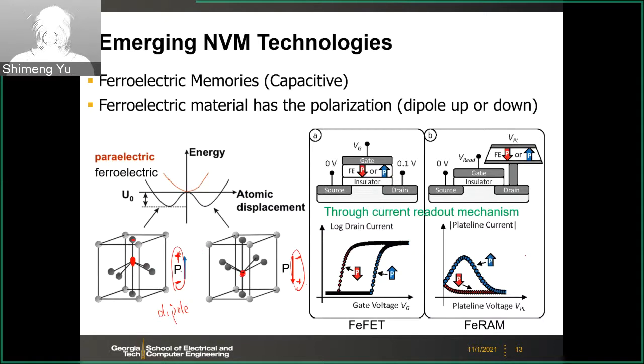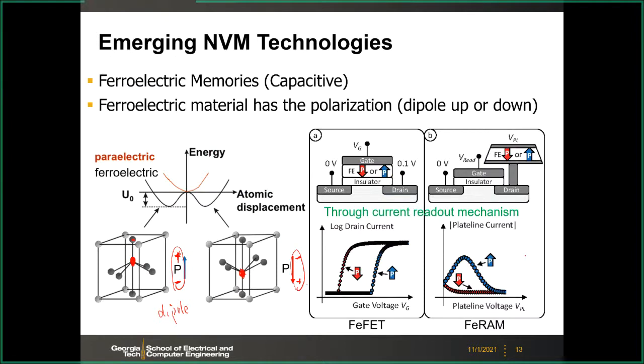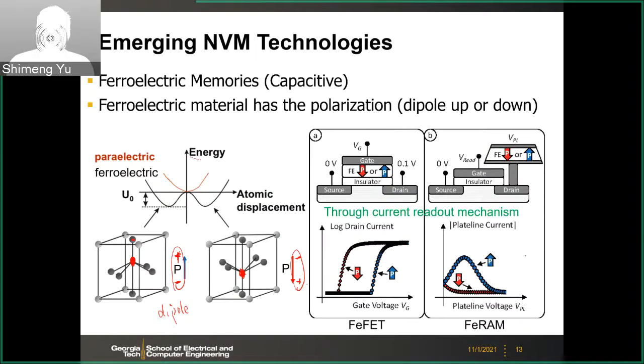So you can have a built-in dipole within the crystal structure depending on the location of this atom, either here or here. So by this atomic displacement of the atom, in this case, you can have two states with a built-in dipole pointing up or pointing down. And this will give you an energy landscape like this. This is like the free energy, Gibbs free energy of the material, depending on the atom's displacement. And you have those two states.